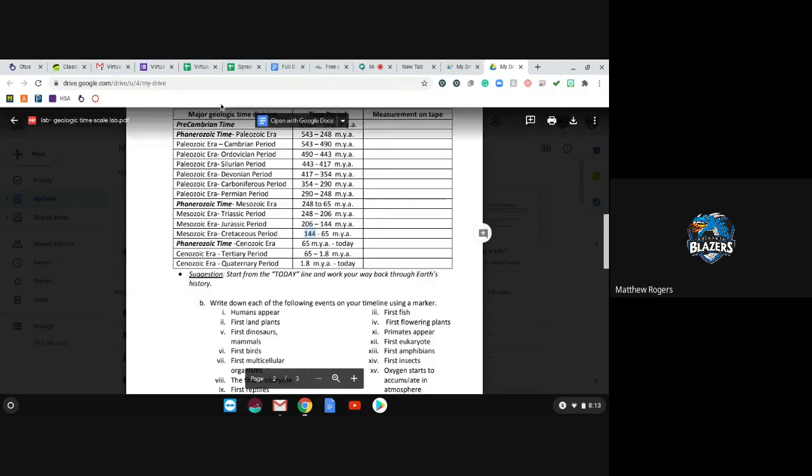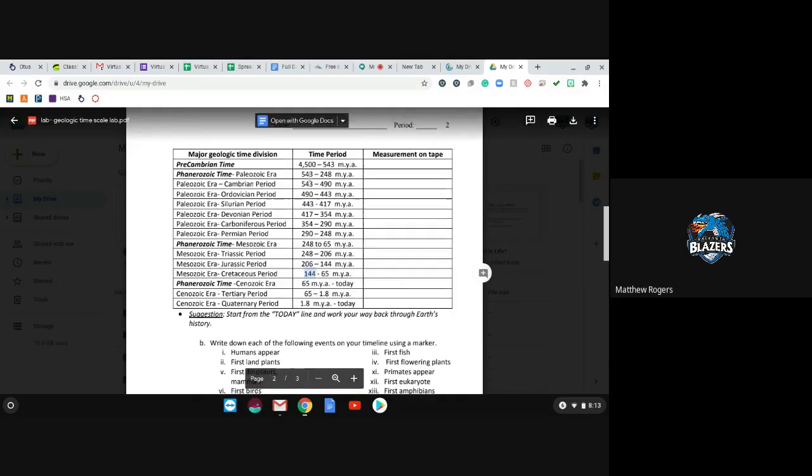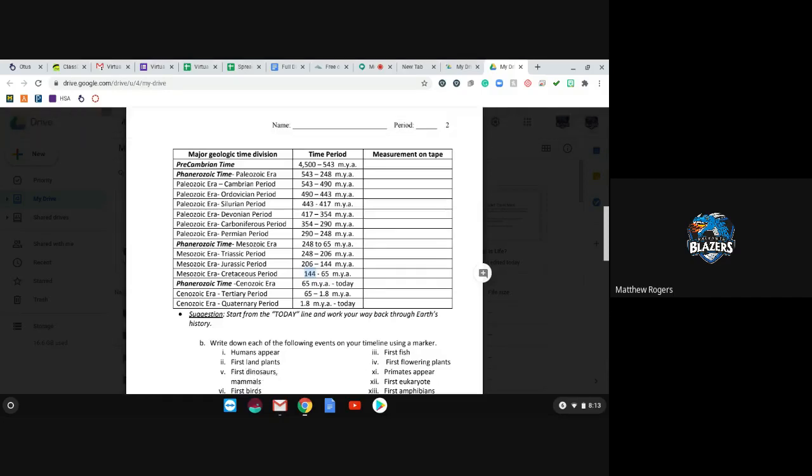Because when you see, like up here, 4.5 billion to 543 million, it's really hard to understand how long that is. That's a huge amount of time. That's an insane amount of time. That's almost 80% of the history of the Earth. So it'd be like the distance between 0 and 13 years old for you. So it's a big chunk of time.